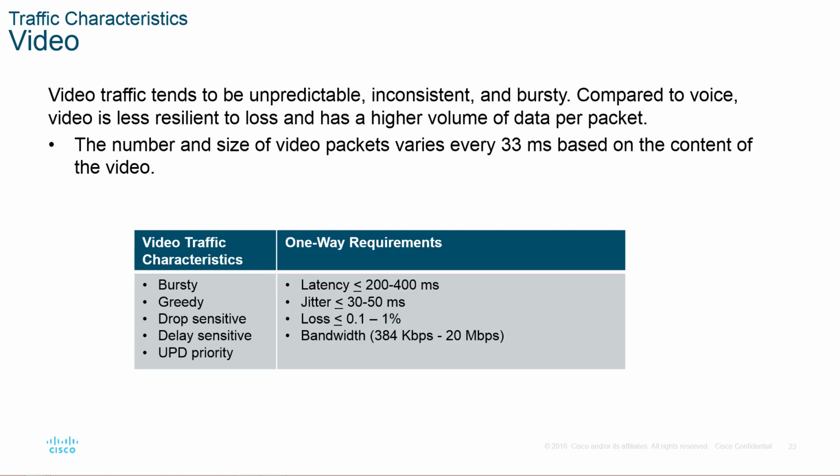UDP port 554 is used for the real-time streaming protocol, RTSP, and that should be given priority over other less delay-sensitive network traffic. Latency should be no more than 400 milliseconds. Jitter should be no more than 50 milliseconds. And video packet loss should be no more than 1%. Video traffic requires at least 384 kilobits per second of bandwidth.